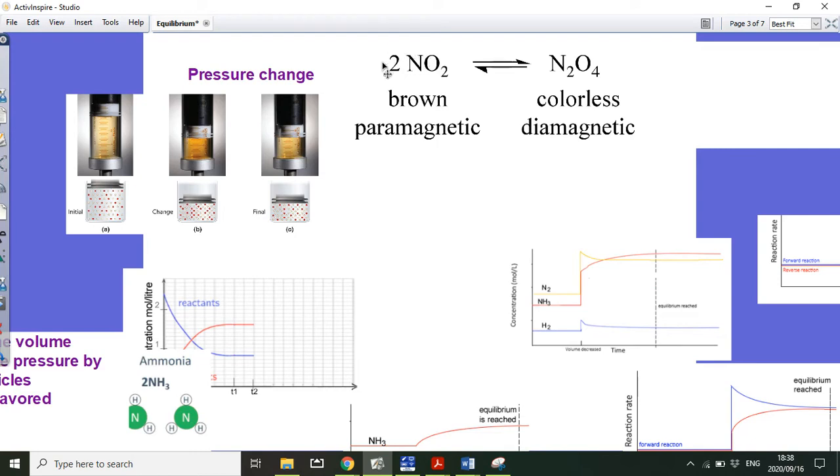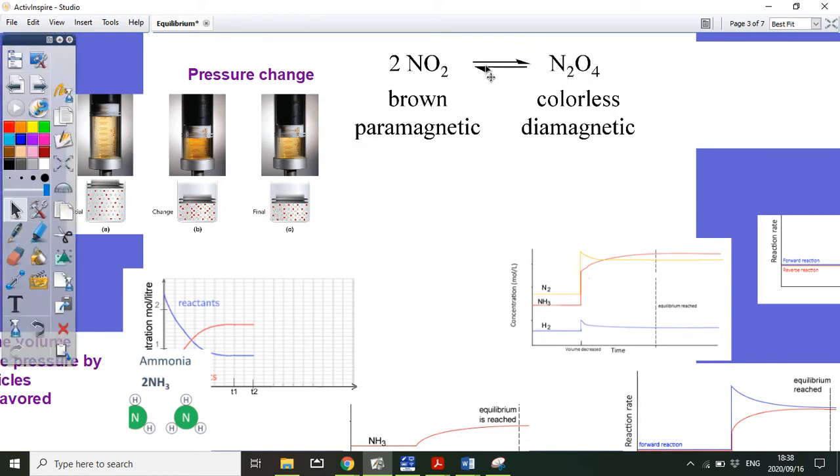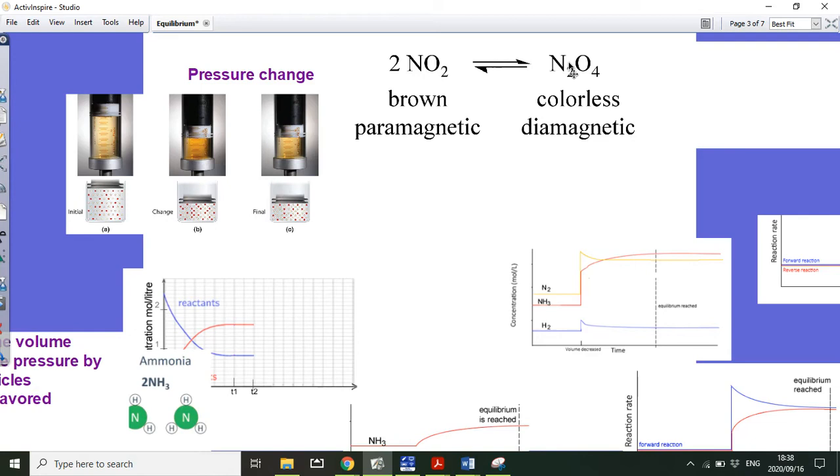So if you look at this, on this side I've got two gas particles or 2 moles. On this side I have one gas particle or 1 mole of gas particles. So if I favor the forward reaction, 2 moles are changing into 1 mole. So I am decreasing my number of particles. And you can see after a while, the gas will go more colorless. The brown color will start to disappear because I've actually favored the forward reaction.